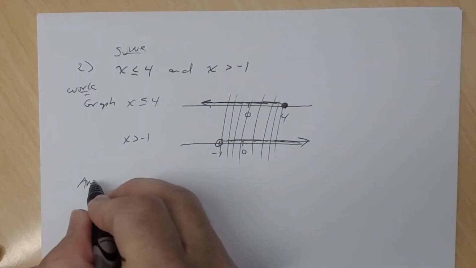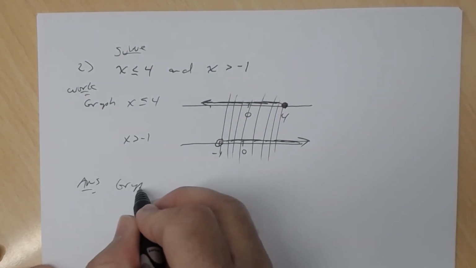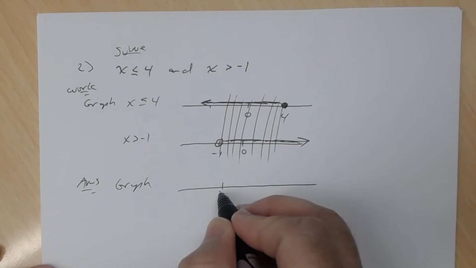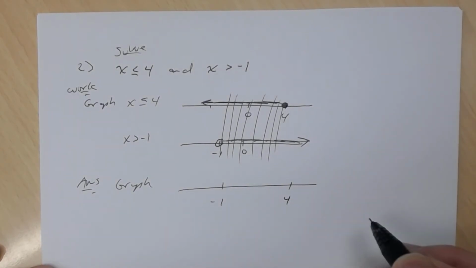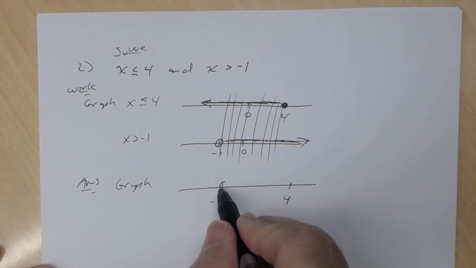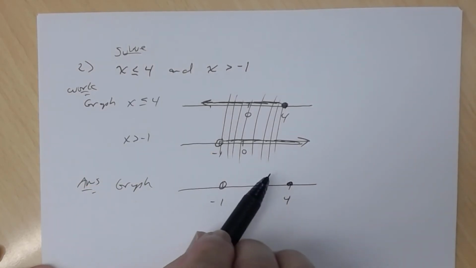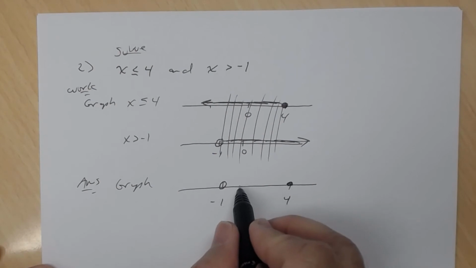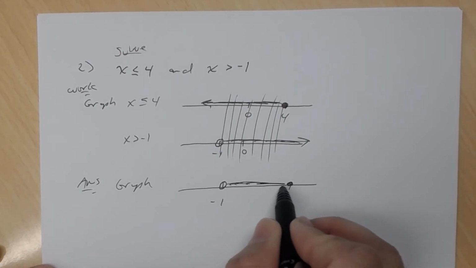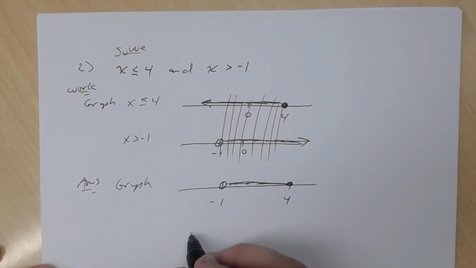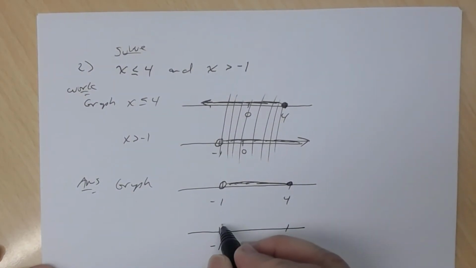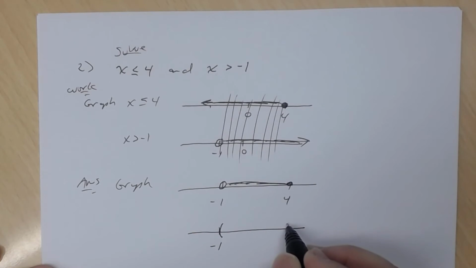So your answer for your graph, you're going to say between negative 1 and 4, open circle, closed circle, because with 4 you have an equal sign, so 4 is a solution, and you shade in between them. Now, if you were using parentheses and brackets, you'd say negative 1, 4, parenthesis pointing to the right, bracket pointing to the left, and you shade in between them.